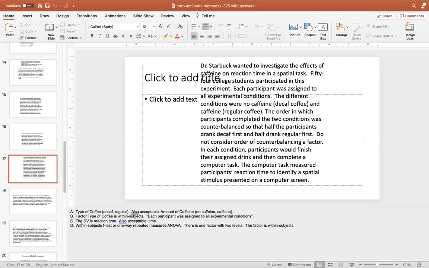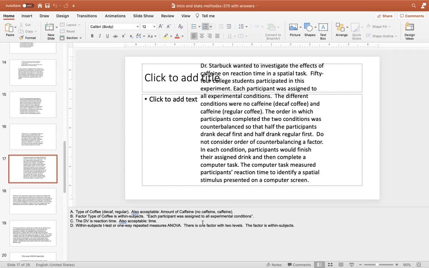And finally, the hypothesis test, there's once again two correct answers here because we have just one factor, type of coffee, with two levels. Therefore, we can use a t-test or an ANOVA. The type of t-test would be a within subjects t-test, or you could call it a repeated measures t-test or paired samples t-test. Those are all synonyms. I just call it here a within subjects t-test, or you could use a one-way repeated measures ANOVA. Either of those would be correct answers.